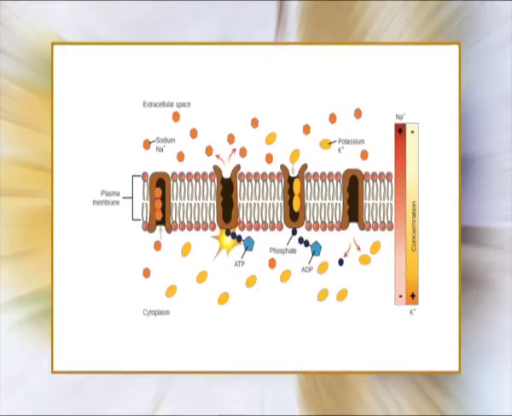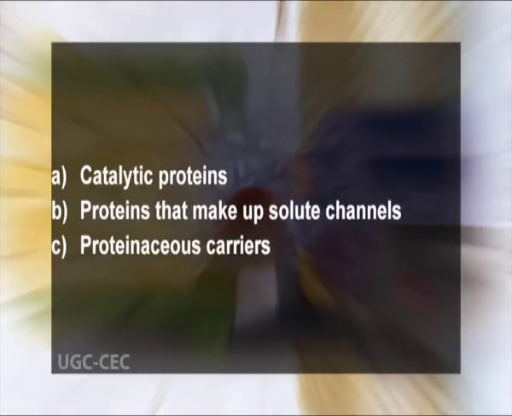This cannot be explained by simple diffusion or Donnan's equilibrium and has led people to believe that absorption and accumulation of mineral salts against the concentration gradient is an active process which involves the expenditure of metabolic energy through respiration. It has now been accepted that active absorption of mineral salts involves the operation of proteins present in the plasma membrane of the cells. The proteins present in the membranes are of three known types. First, catalytic proteins, second, proteins that make up solute channels, and third, the proteinaceous carriers.